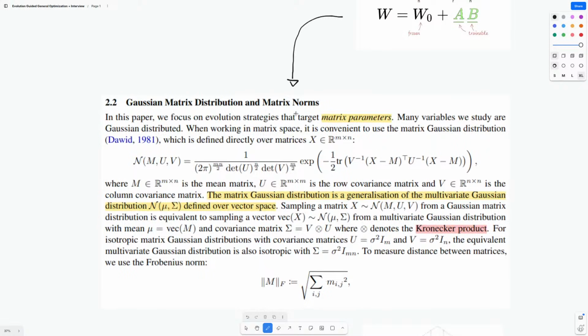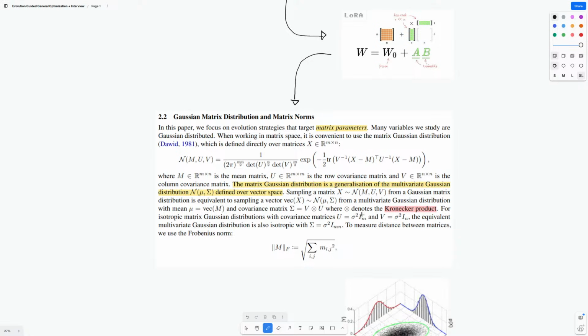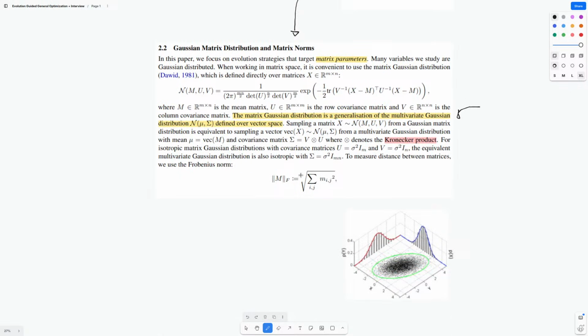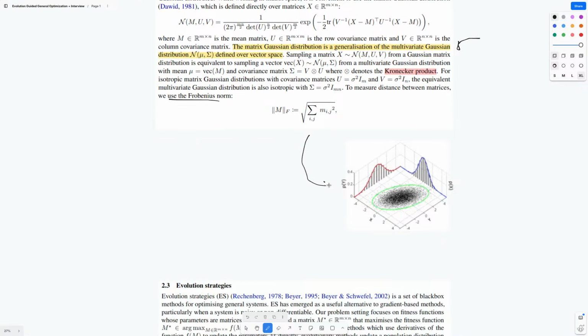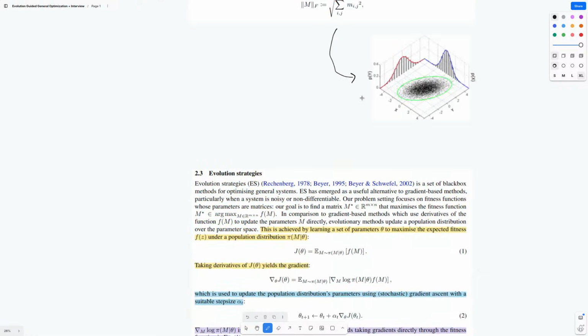Okay, so Gaussian matrix distribution. The noise is going to be sampled from this, and it's a generalization of the multivariate Gaussian distribution. So this is a generalization of this over vector space. This is what we're using over here, and we can measure the distance between matrices using that. Keep that in mind because it will pop up just here, because we're doing a Gaussian matrix evolution strategy, right? So you take that and then we define the evolution strategy.